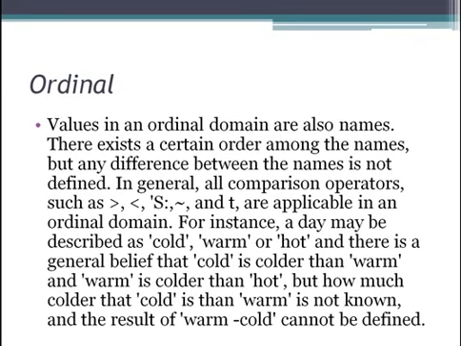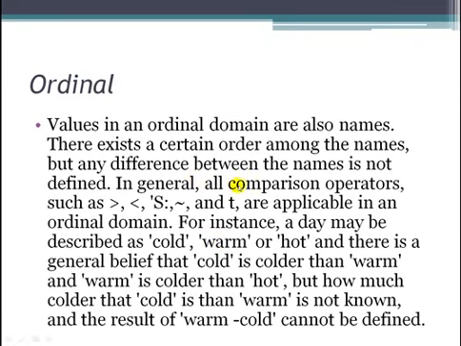Okay, the next kind of data we want to talk about is what's called ordinal, after nominal. Values in an ordinal domain are also names. There exists a certain order, however, among the names, but any difference between the names is not defined. What does that mean? The differences don't make sense, but there is an order. Let's see, for example, cold, warm, or hot. So these are names, but there is an order, as I said earlier. Cold is, we can say, less than warm, warm is less than hot. However, you can't do any kind of division here, or subtraction, or addition, but there is an order.